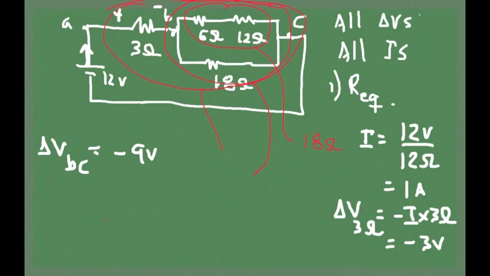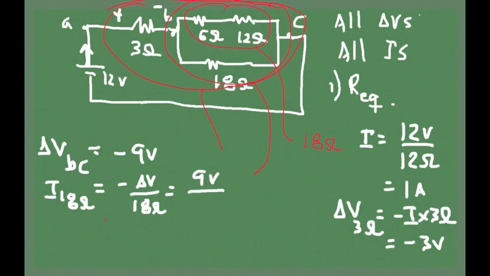Okay, so if that's minus 9 volts, what is the current flowing through the 18 ohm resistor? The current flowing through the 18 ohm resistor should be equal to what? That's right. Minus delta V divided by the resistance, which is 18 ohms. So that is minus minus 9 volts over 18 ohms. That should be 0.5 amps.